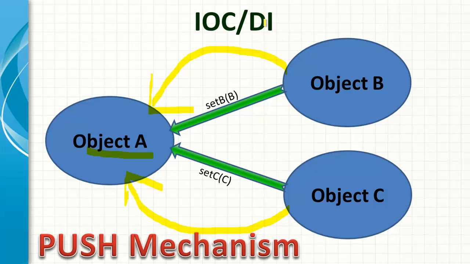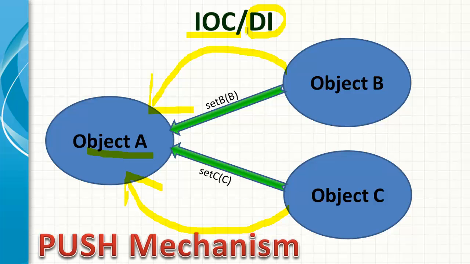So this is called dependency injection. I have dependency on B and C. The assembler, the framework, will inject it to me. I won't pull it. It will be pushed inside me. It's like the Hollywood principle, which says don't call me, we'll call you back. So instead of pull, it's a push mechanism.